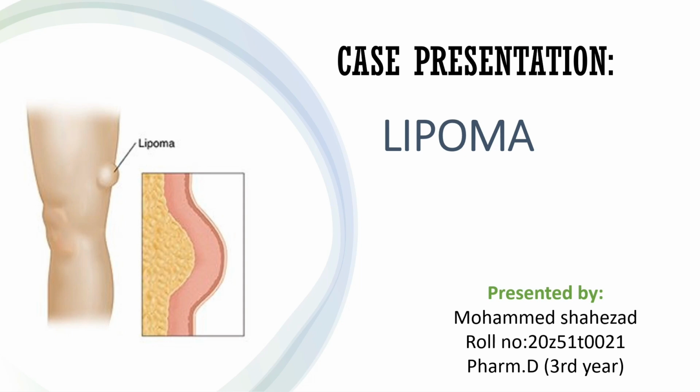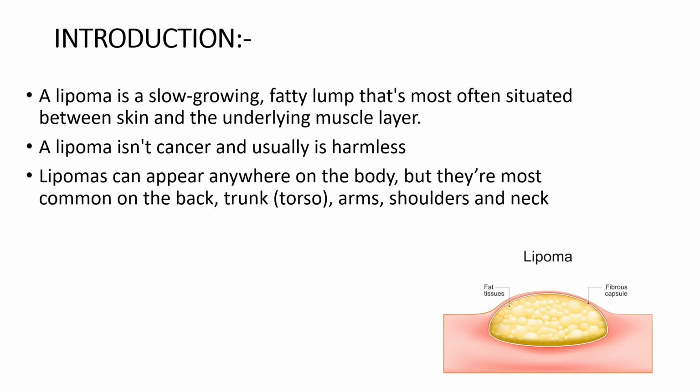Let us begin the case presentation on lipoma. Introduction to the lipoma. A lipoma is a slow-growing fatty lump that's most often situated between the skin and the underlying muscle layer. A lipoma is not cancer and usually is harmless. Lipomas can appear anywhere on the body, but they are most common on the back, trunk, torso, arms, shoulders, and neck.